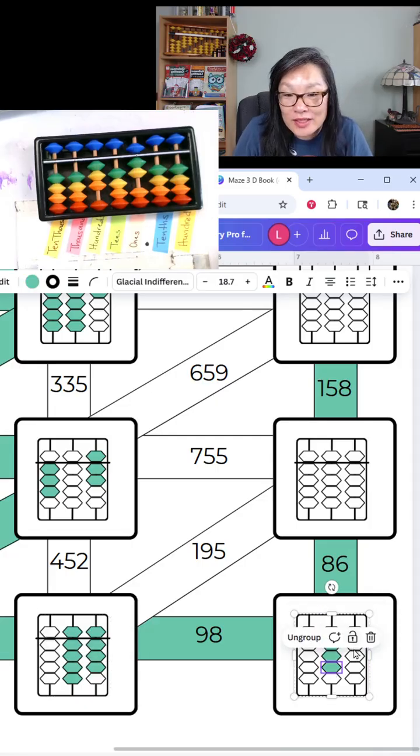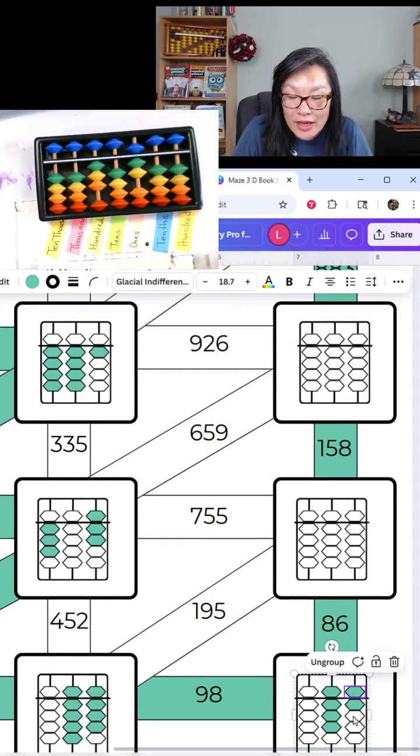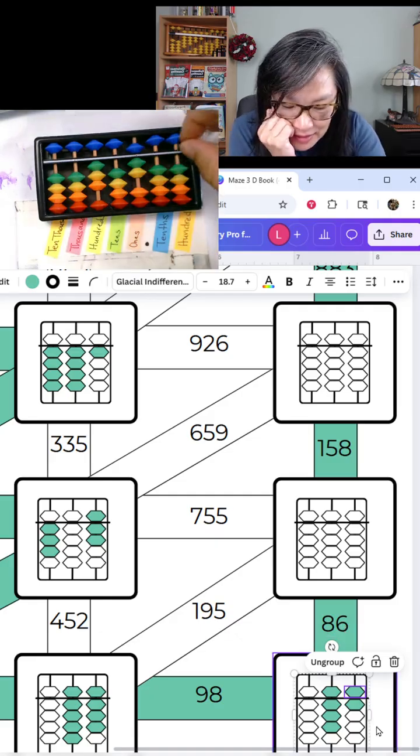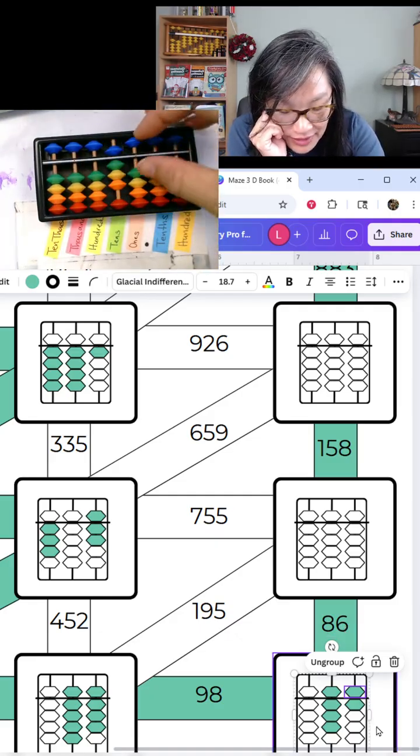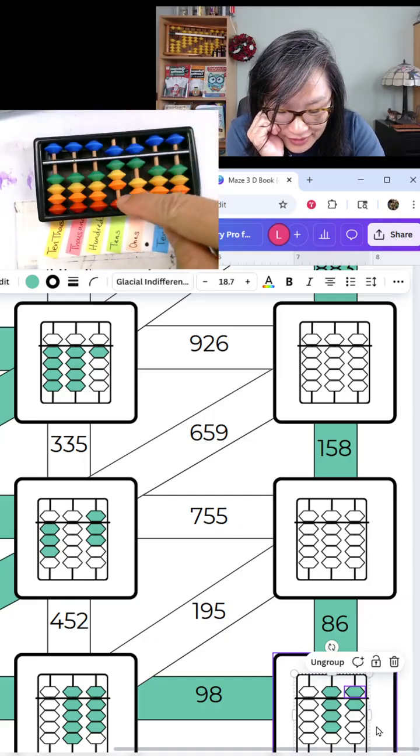And what I'm doing is I'm working on a Canva to build my book. So I have 86. This is what 86 looks like. So on my abacus, I have 80, I have 6. Let me know if anybody has any questions. It's fine if you don't.